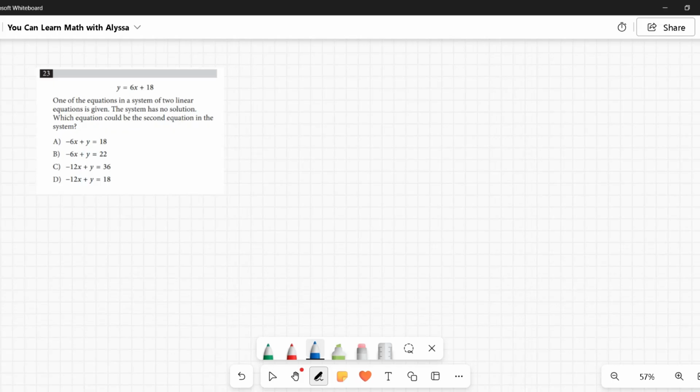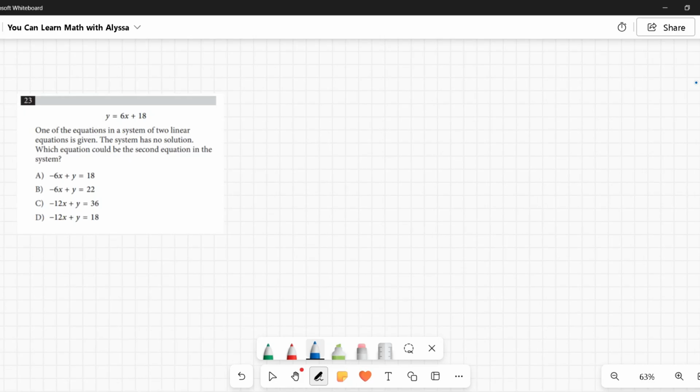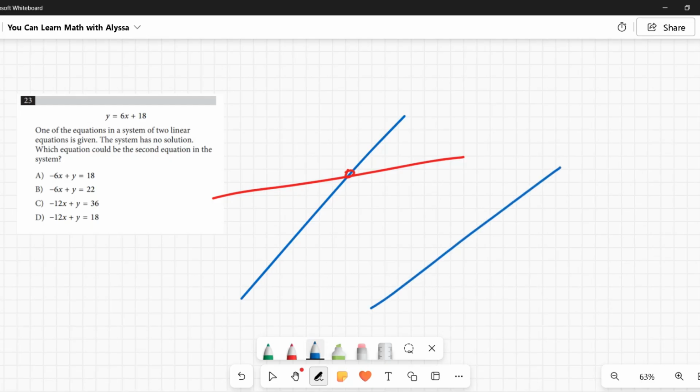So there's three kinds of linear equations. There's three things that can happen when two lines interact. They can cross each other, in which case it has one solution. They can be the same line, just written differently, in which case there are infinite solutions because they overlap each other. Or they can be parallel. They will never cross. And that has no solution. And that's what we're looking at.